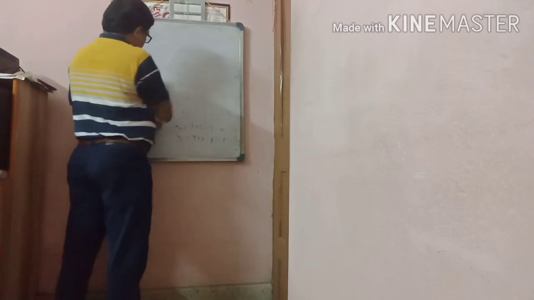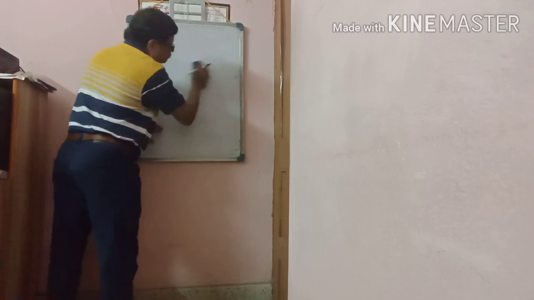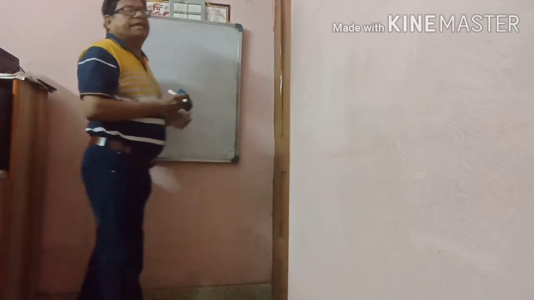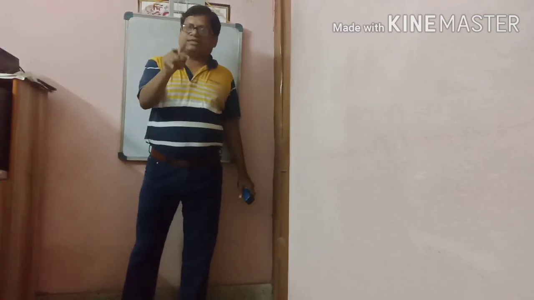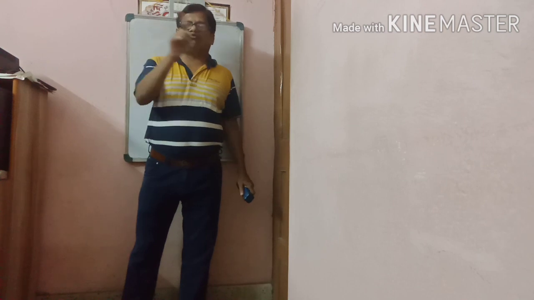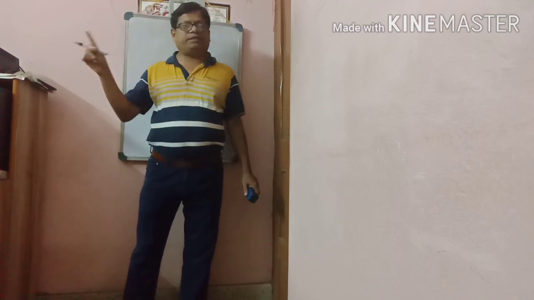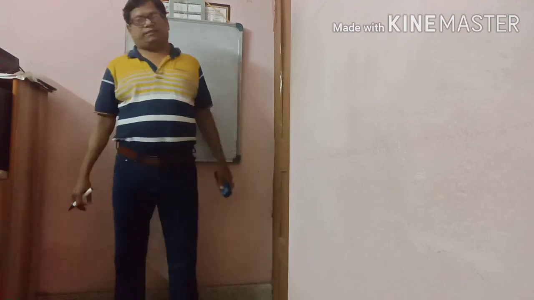Now, as all of you know, the centroid. I will not discuss it now. Just remember the formula: the centroid is (x1 plus x2 plus x3) by 3 and (y1 plus y2 plus y3) by 3. The centroid, orthocenter, incenter. Orthocenter, all of you know.